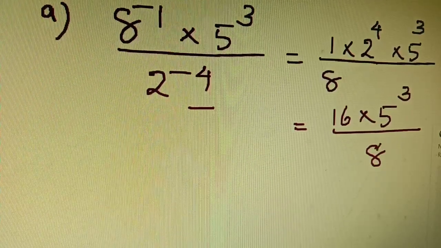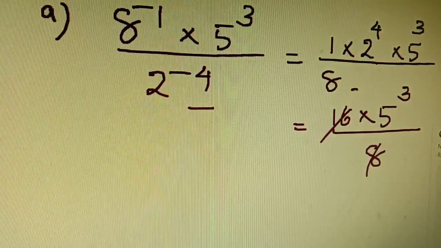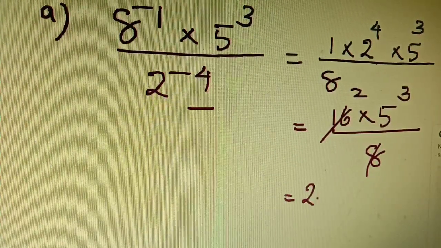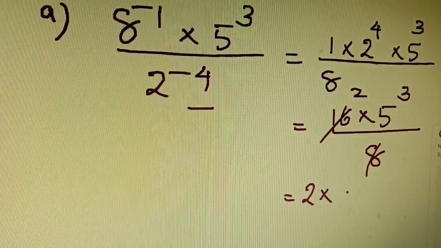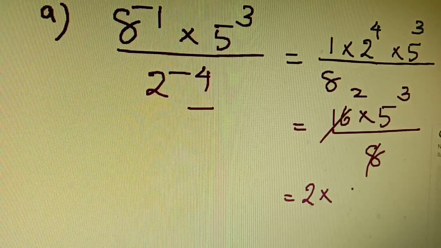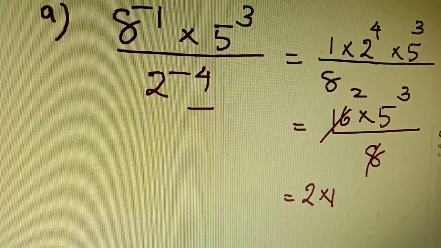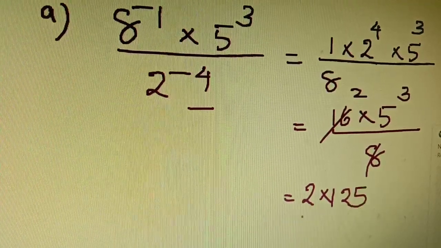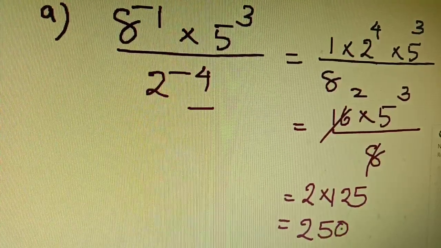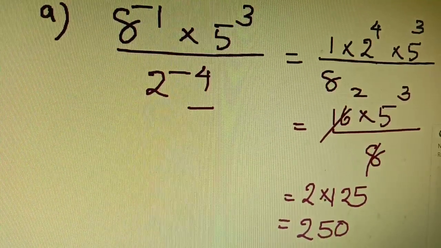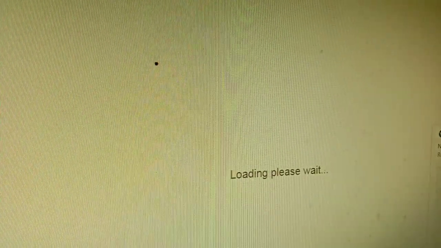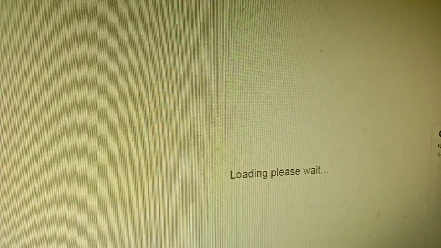8 and 16 we can cancel, that is 2. So the last answer is 2 into 5 to the power of 3. 5 to the power of 3 means 5 times 5 is 25, 25 times 5 is 125. So 2 into 125, that is 250. That is the answer. Okay, now there is one more option, that is this one.